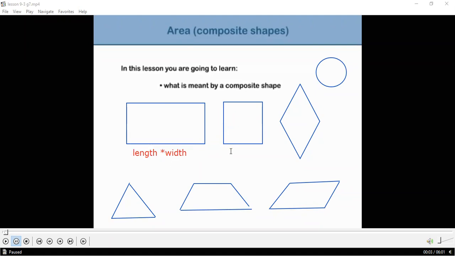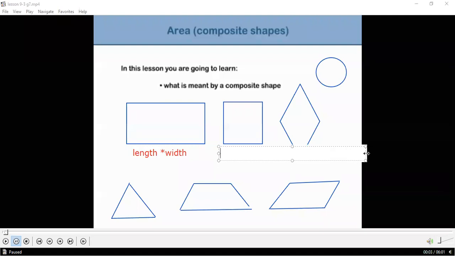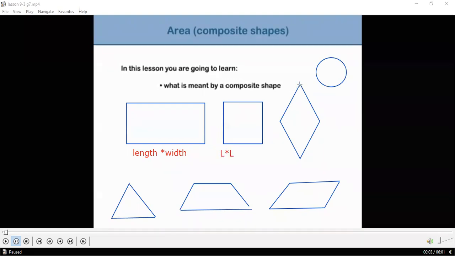What is the area of a square? Length multiplied by length, or side multiplied by side, or side times itself. Thank you, Adam. Length times length. What about the rhombus? How can we calculate the area of the rhombus?